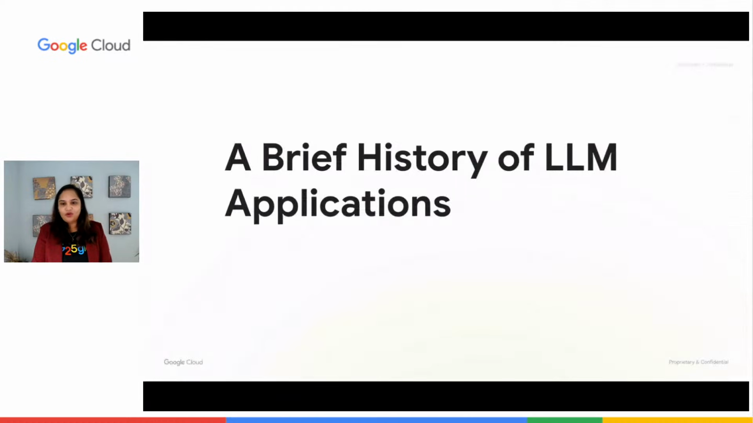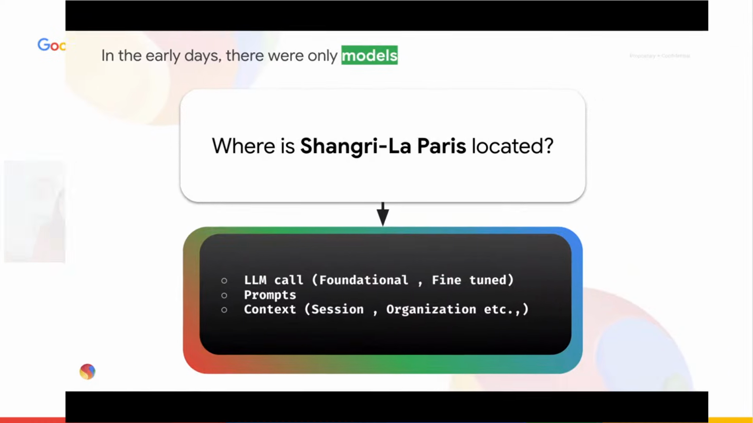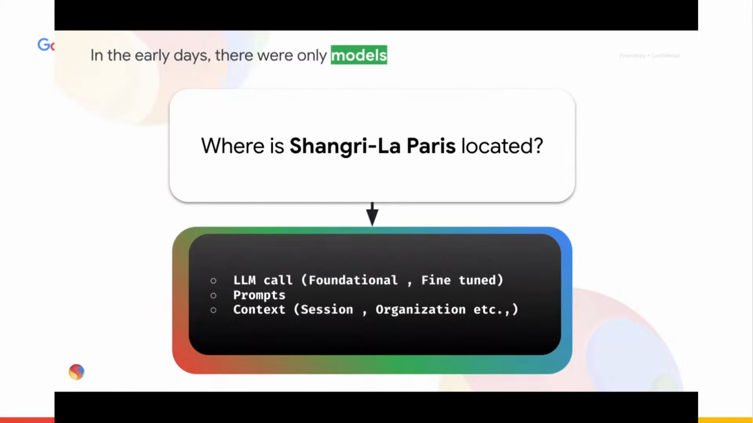Long ago, so long ago, it was November 2022, and we all came into this world of foundation models. So what happened at that time? Let's just have an imaginary example. Here, I want to go to Shangri-La, Paris. In the early days, there were only models. And it was a simple LLM call. As you could see, there is a prompt and probably some context related to the organization or anything else, and a foundation model call. That's about it.